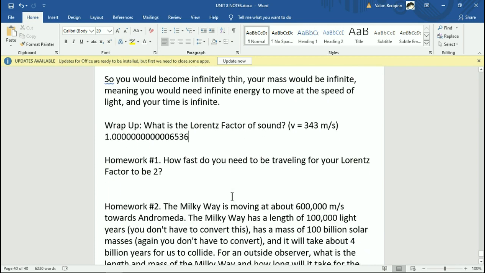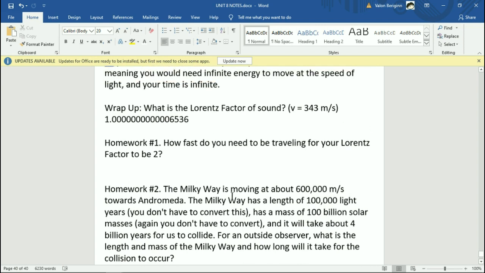Okay, so your homework questions now. The first one is how fast you need to be traveling for your Lorentz factor to be 2. In this case, you're going to use the Lorentz formula but go backwards. I'm telling you that gamma is 2, solve for velocity. You can see how that works.